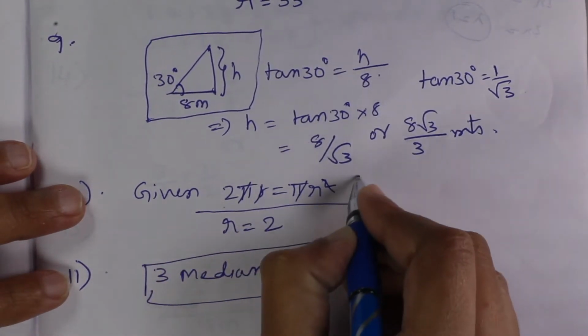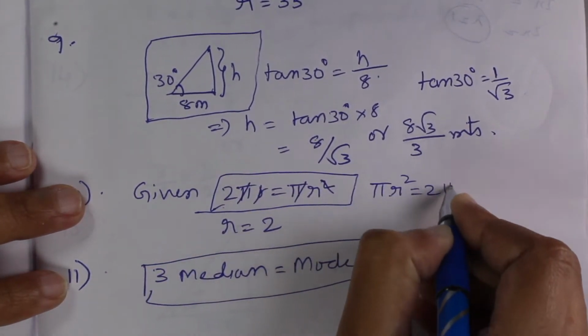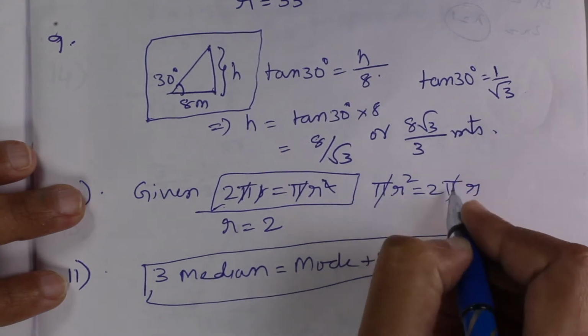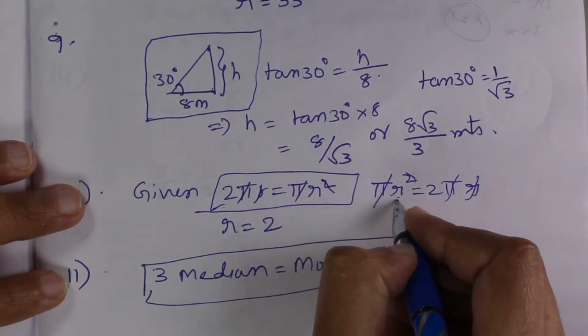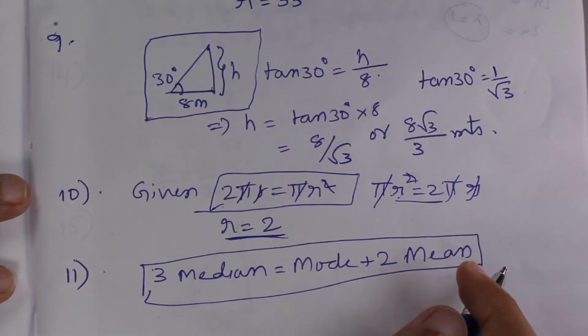Pi r square is equal to 2 pi r. Pi gets cancelled and r gets cancelled. R is equal to 2. So what is the radius of the circle? R is equal to 2.